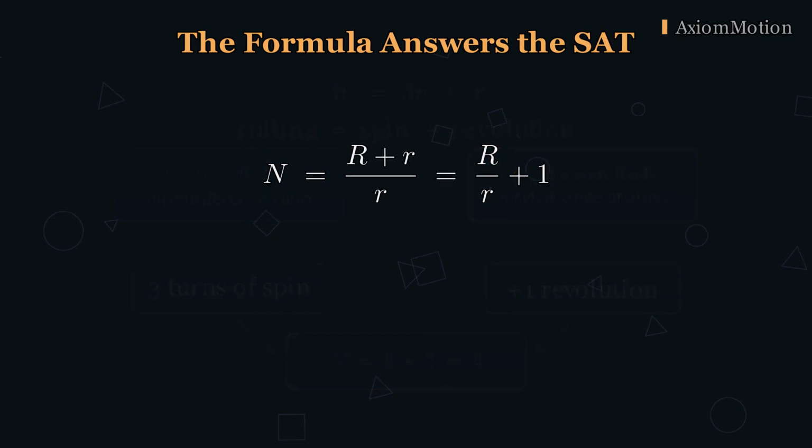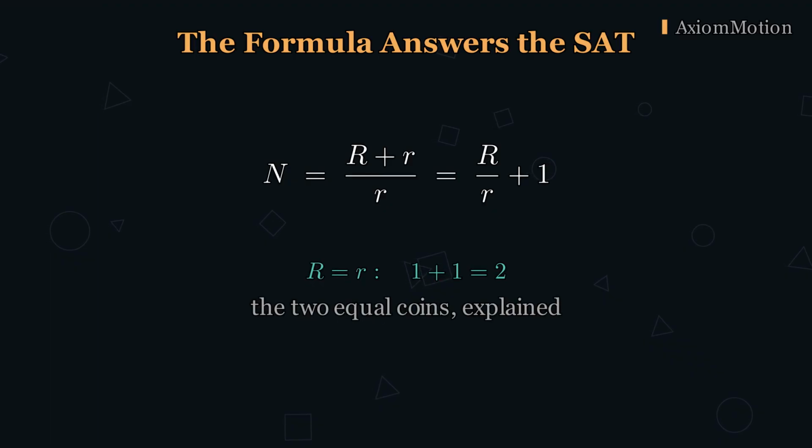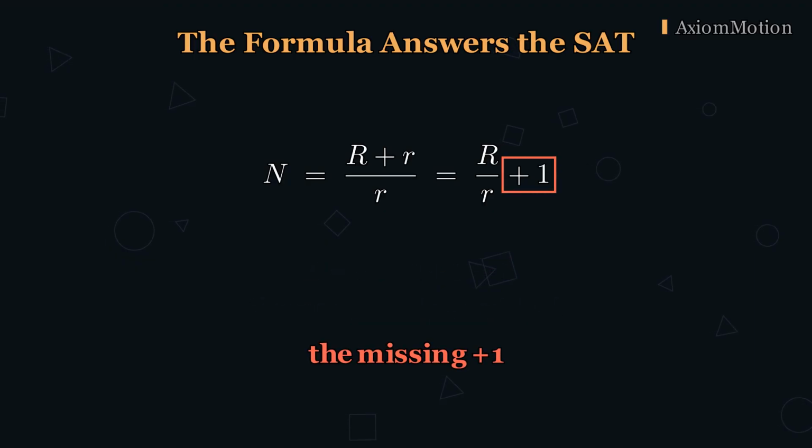In general, rolling around the outside of a circle of radius R, the count is (R plus r) over r. That is, R over r turns from the perimeter plus exactly 1 from the journey around. For 2 equal coins, 1 plus 1, the 2 rotations we saw. The test writers computed the first term and forgot the second. 300,000 students, 1 missing plus 1.